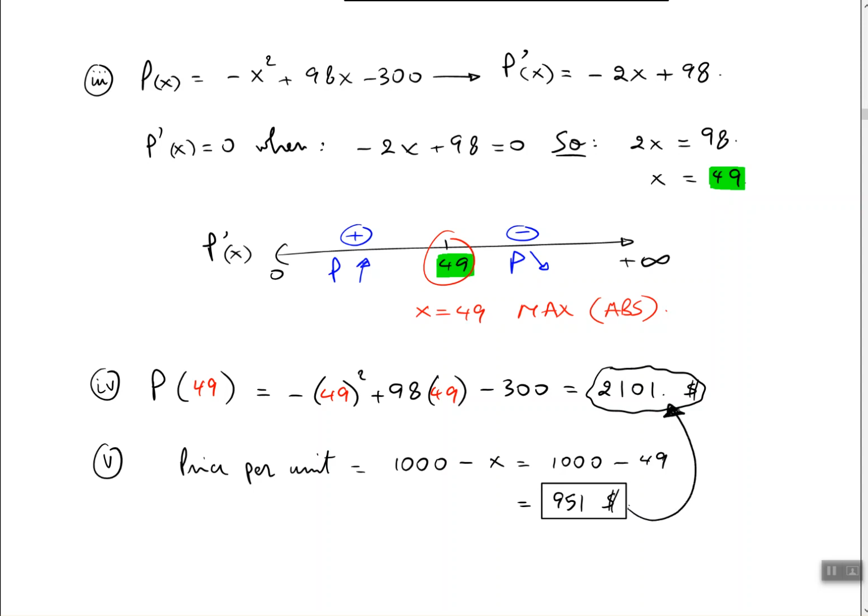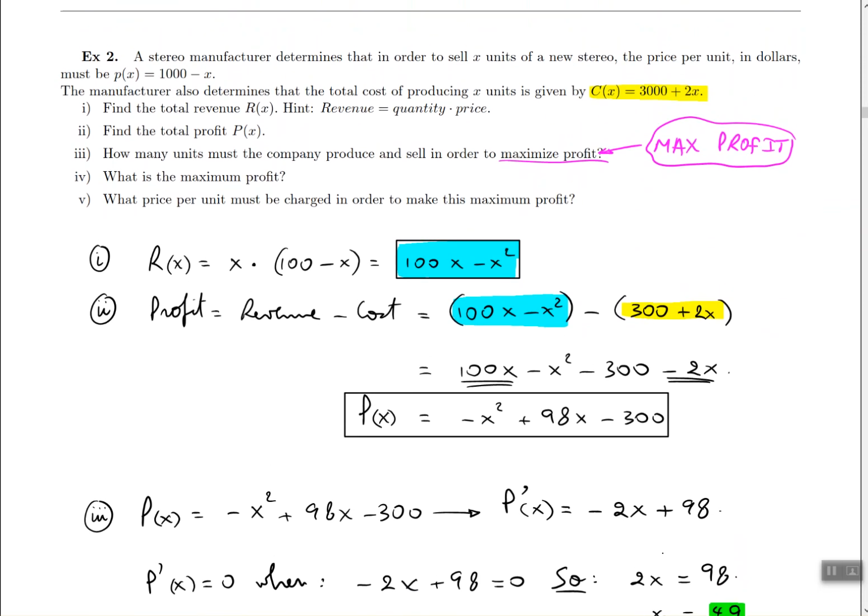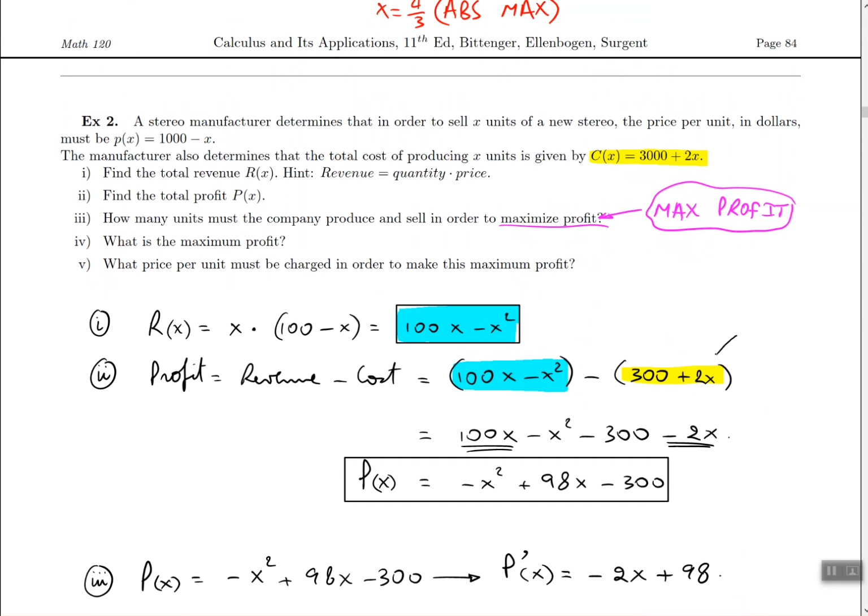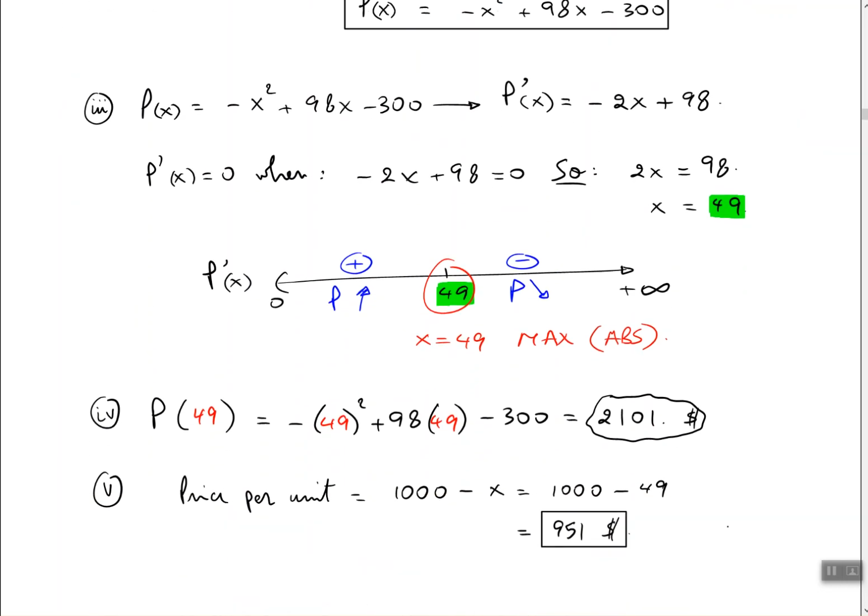The maximum amount of money that goes into your pocket is going to be $2,101. And why are we only making $2,101? Because remember, you're having to pay labor, you're having to pay a huge amount of costs. So the costs in this problem are given by 300 plus 2x. So if you do the math and everything else, this is what you end up having to do.